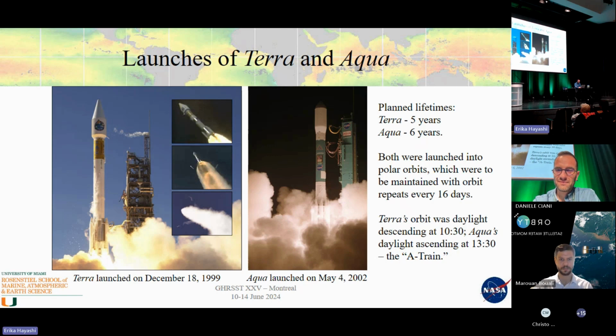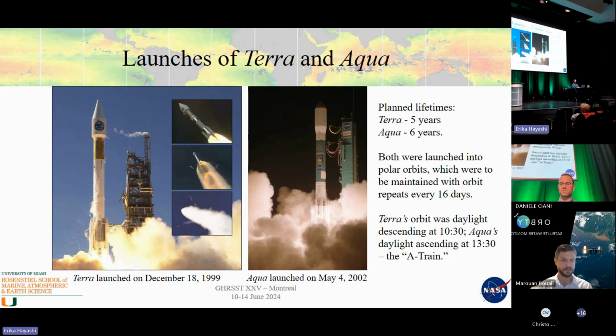Aqua was launched a few years later, and the lifetimes of these satellites were planned to be 5 and 6 years. That was thought to be pretty ambitious at the time. Now we're past 20 years for both of them, and that is a great testament to the skills of the scientists and engineers and technicians involved in keeping these instruments on these satellites alive.